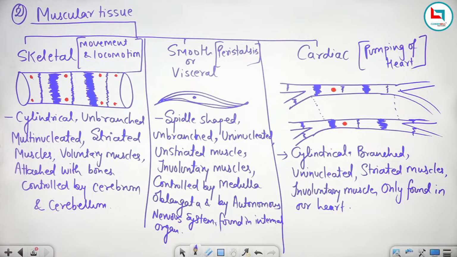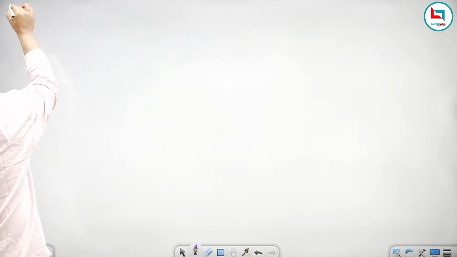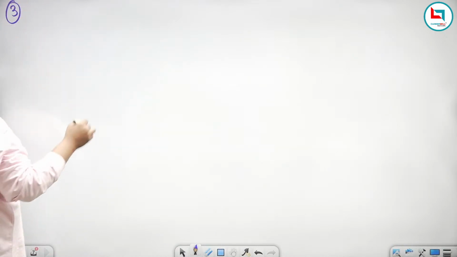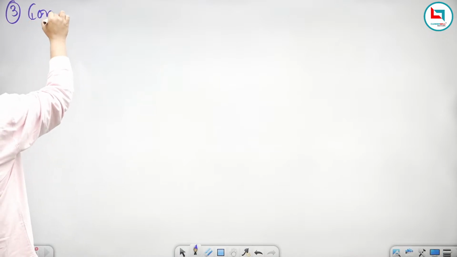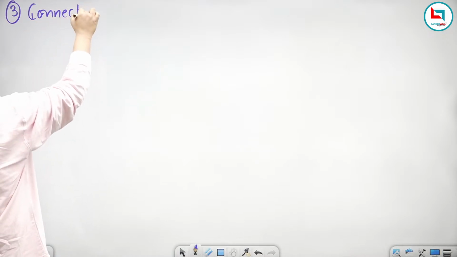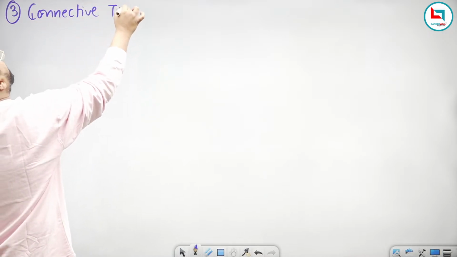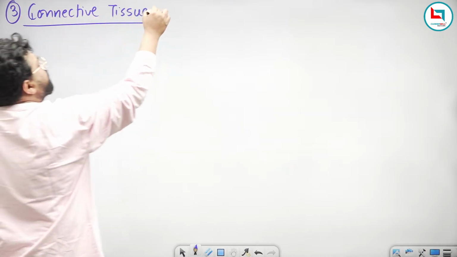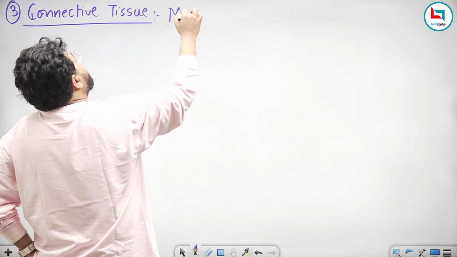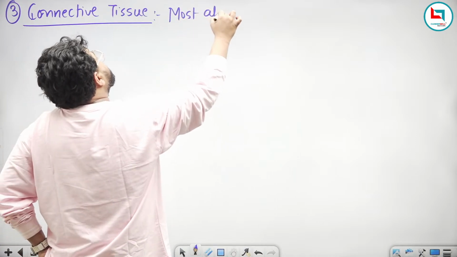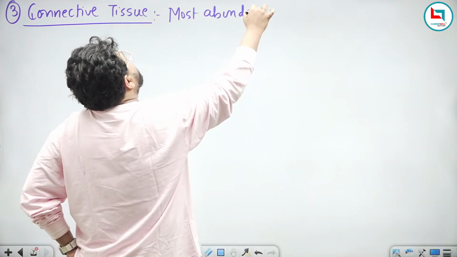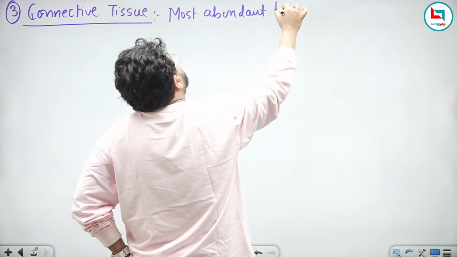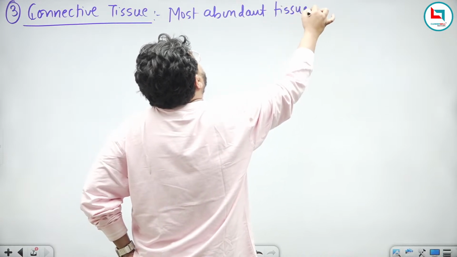Next thing is the third type, connective tissue. First of all, connective tissue is the most abundant tissue in our body. If somebody asks you which tissue is the most abundant tissue, the answer is connective tissue.